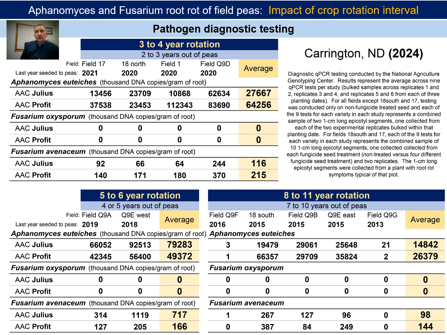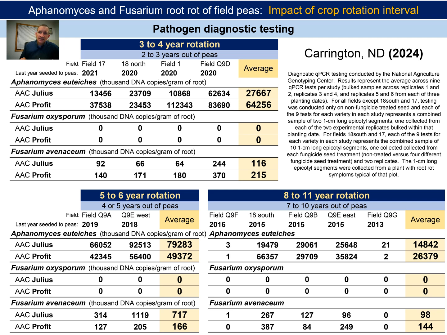And what you can see right away, so we have 4 different fields that had a 3 to 4 year crop rotation interval. We had 2 fields with a 5 to 6 year crop rotation interval, and then 5 fields with an 8 to 11 year crop rotation interval in our planting date studies in 2024. And what you can see immediately is that the Aphanomyces levels were very, very high. We did not detect Fusarium oxysporum in any of these fields in 2024, and we did detect Fusarium avenaceum, which is a root rotter, but it was at much, much lower levels than the Aphanomyces.